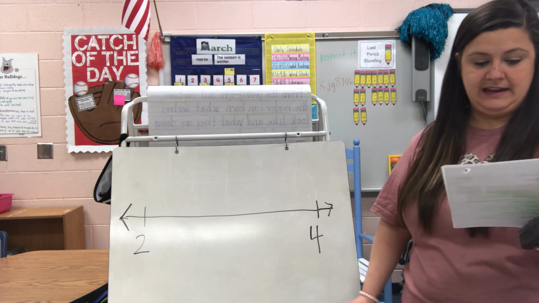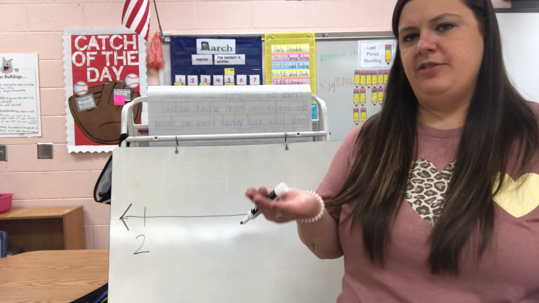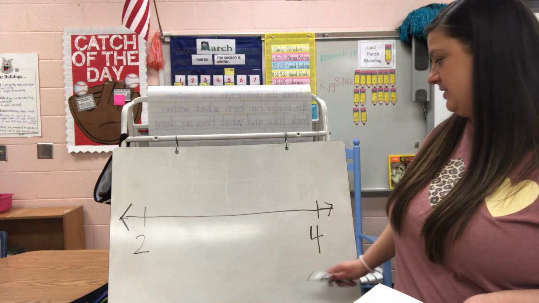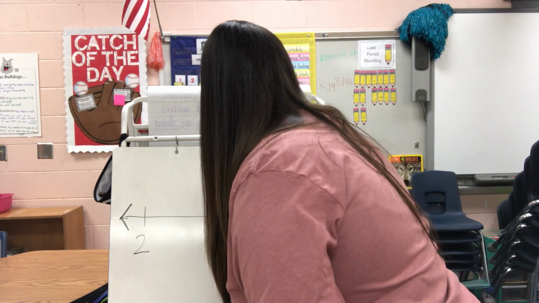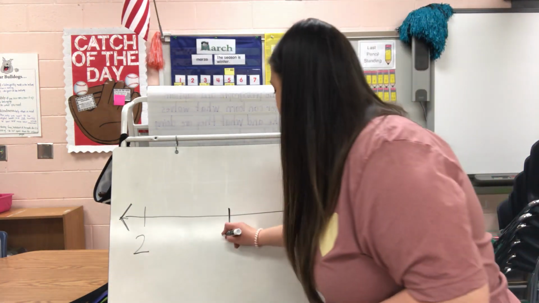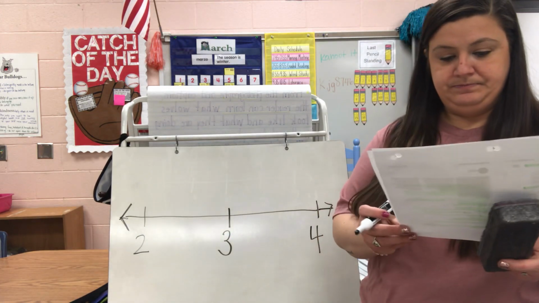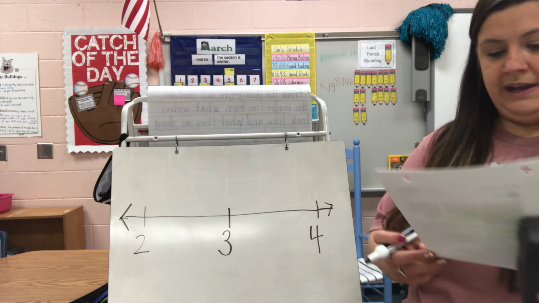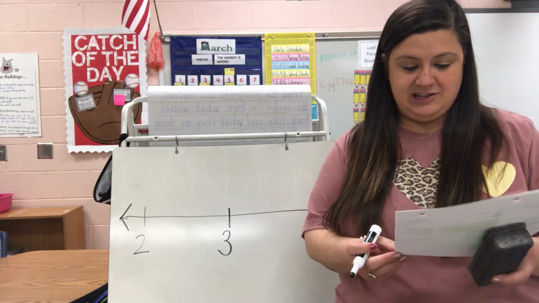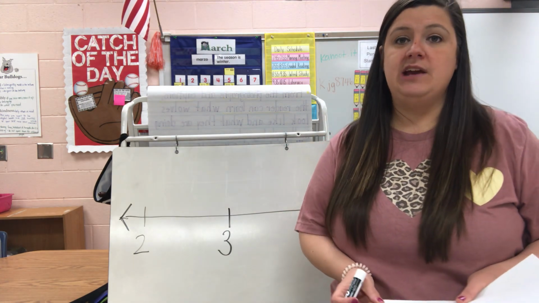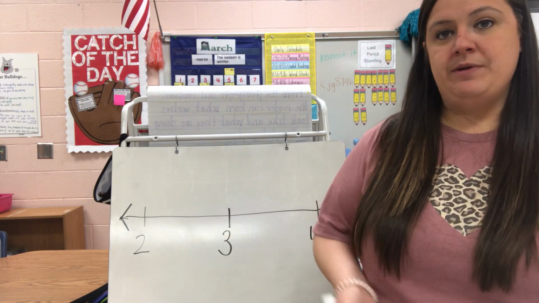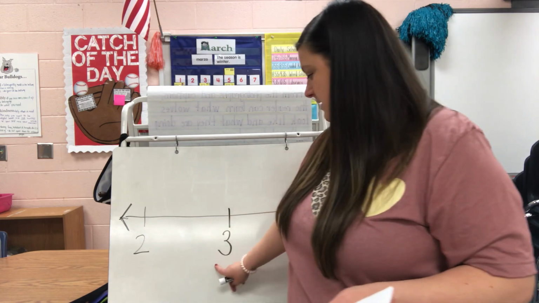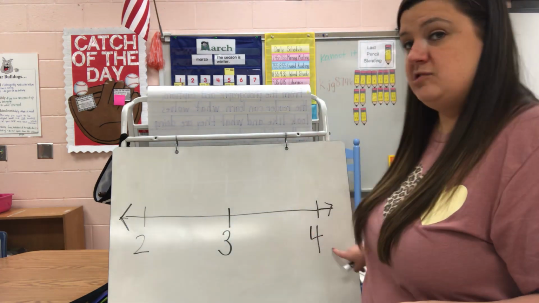Now we can place the number 3. Where should number 3 go? It would be directly between 2 and 4. So right in the middle of our number line, we can label the whole number 3. Now we can partition each whole into 3 equal lengths or 3 equal groups. What unit do we make when we make 3 equal groups? Thirds. So we're going to make thirds from 2 to 3 and thirds from 3 to 4.